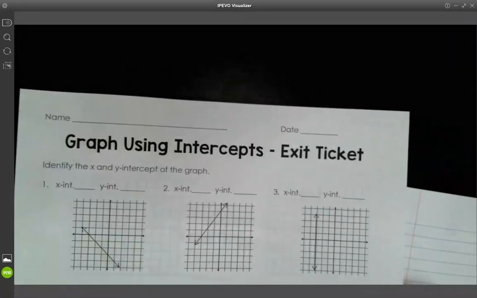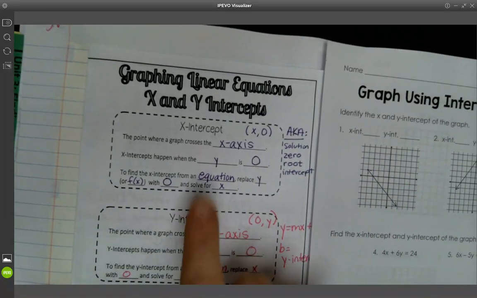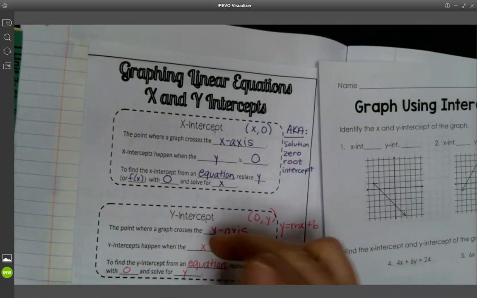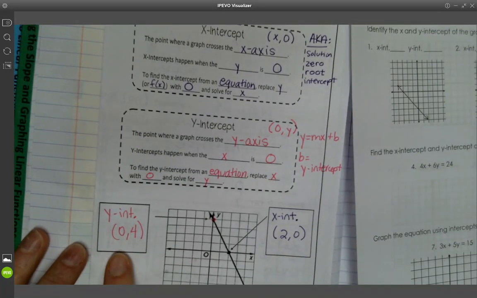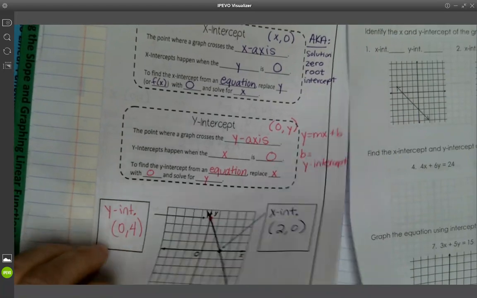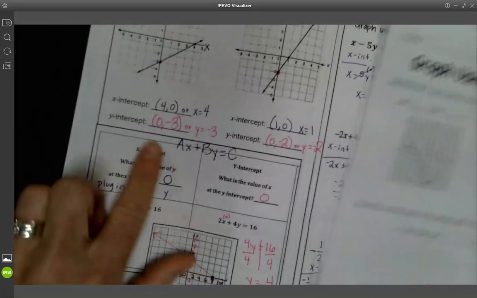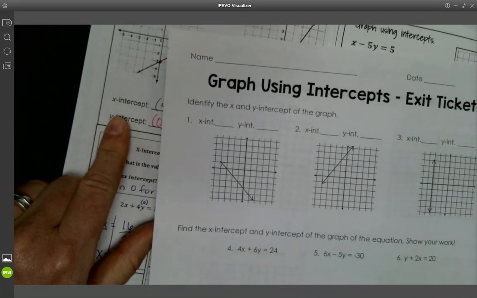This is our assignment. So, graph using intercepts. If you look back at your notes from yesterday, we talked about the x-intercept and the y-intercept. Whenever you're writing your x-intercept and y-intercept, you can just write the number or you can write it as a coordinate pair. So it's very similar to those examples right there for 1 through 3.